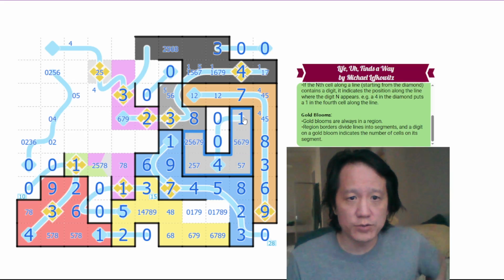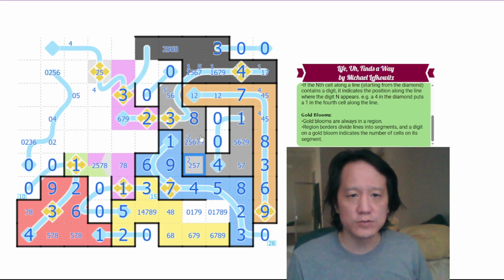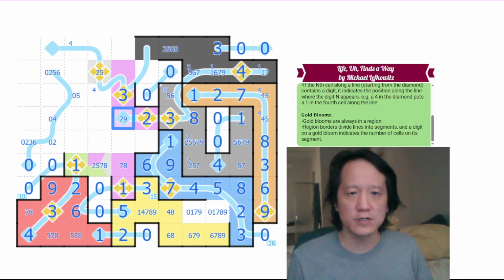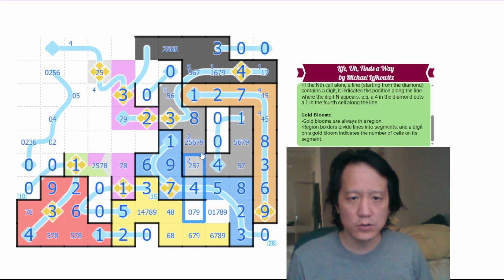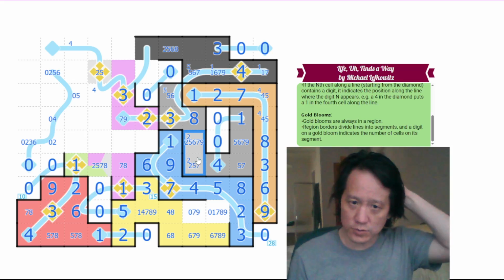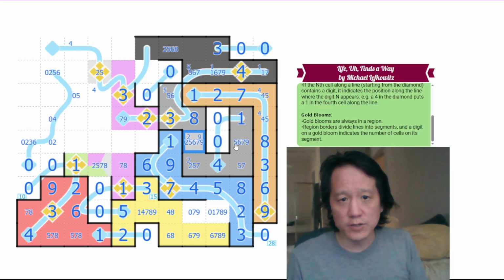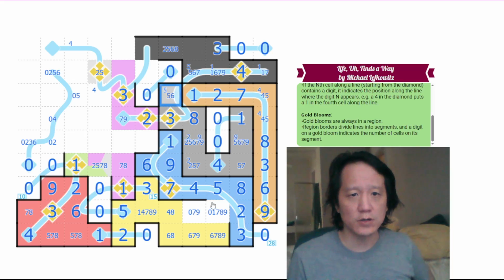Where's the 2 in this gray region? It has to be one of these two. So these two eliminate 2 here, so that's 1, which makes that 2. 1 can no longer be here, so this cell cannot be 6. 2 is here. 1 eliminates 1 here. 2 is one of these two. 9 has to be one of these two because it can't be here.